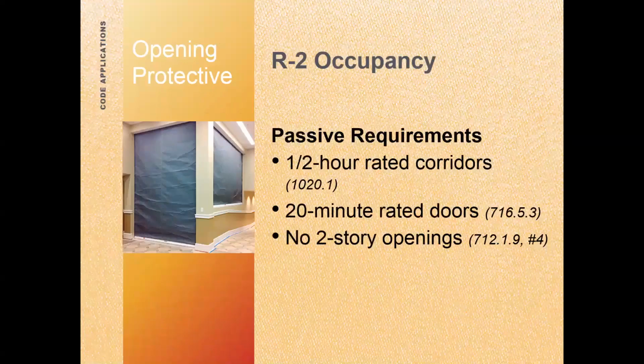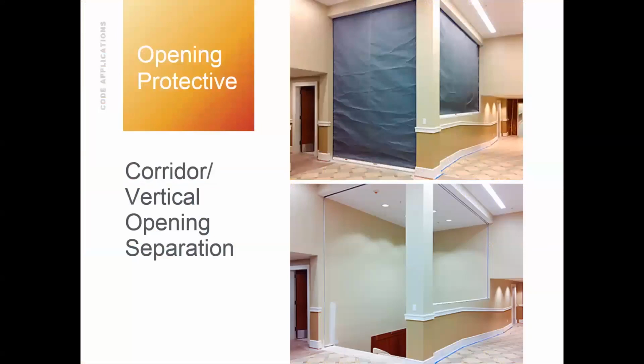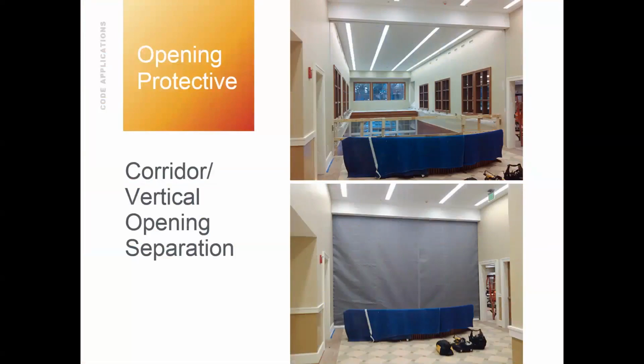Anyways, R2 occupancies are where we're going to commonly see these. R2s, I don't know how many R2s you folks do, but on residence halls and such, passive requirements are half-hour rated corridors, 20-minute rated doors, and no 2-story openings by default. In this corridor vertical opening separation, they're able to create this 20-minute rated corridor with these 20-minute rated products, right? They carry the smoke rating, they carry the 20-minute rating under UL 10B, and then just down the way, they were able to create this 2-story opening, but able to segment it off with the fire protective curtain assembly to make it code compliant.